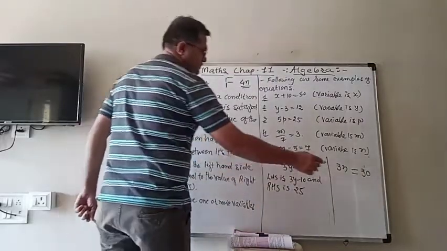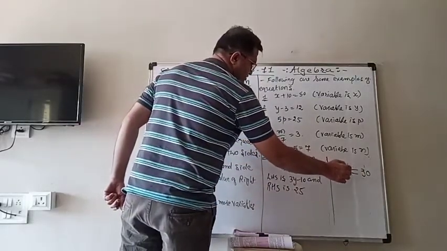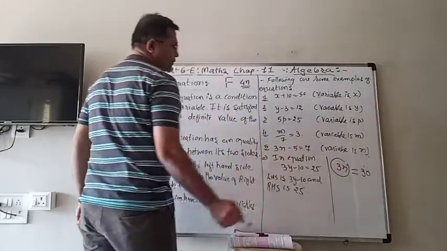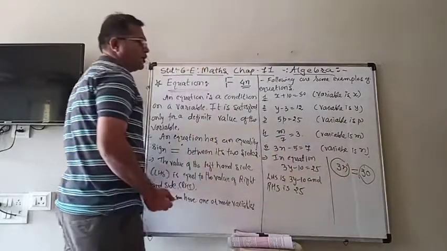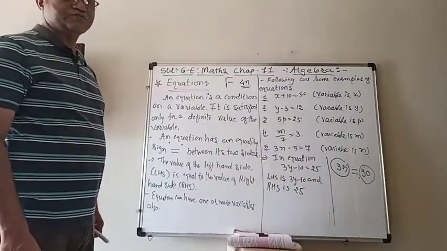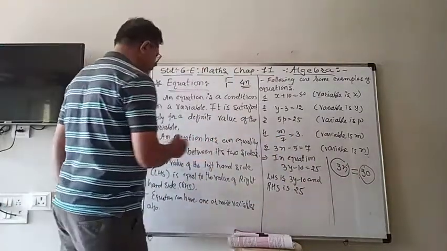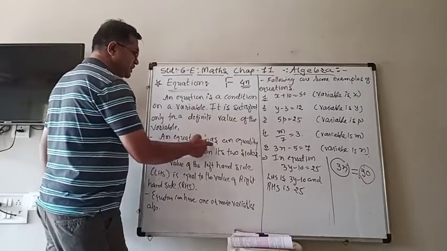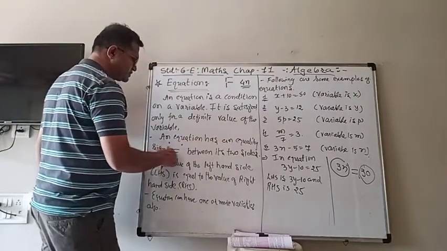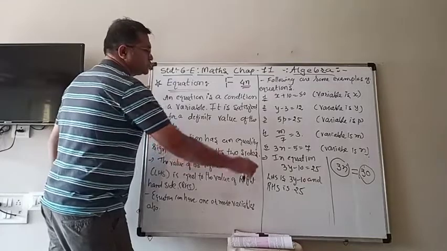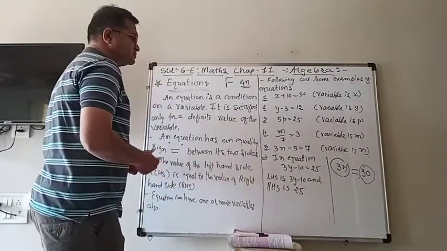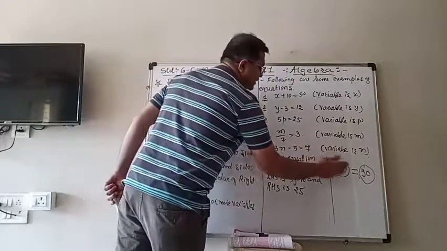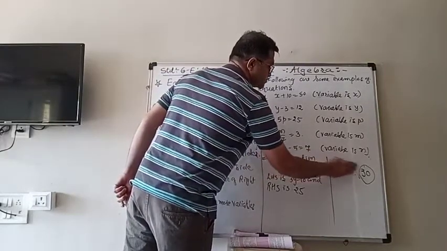An equation has two parts: one on the left side of the equality sign and the other on the right side of the equality sign. So there is an equality sign. An equation has an equality sign, meaning "is equal to," between its two sides.